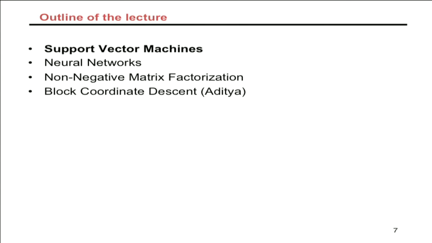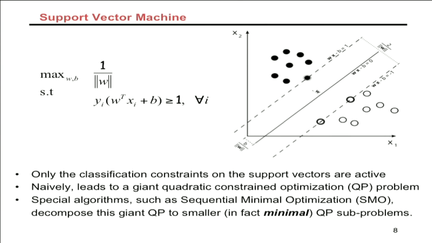And so here's the lecture outline. Really, after this introduction, we'll dive into a couple specific cases. We'll see training support vector machines, training neural networks, finding a non-negative matrix factorization, and Aditya will talk about block coordinate descent. Any questions about the introduction? So one thing that's really hard is knowing how long this lecture is going to take, because it has not been attempted, so we'll see. So what's a support vector machine?